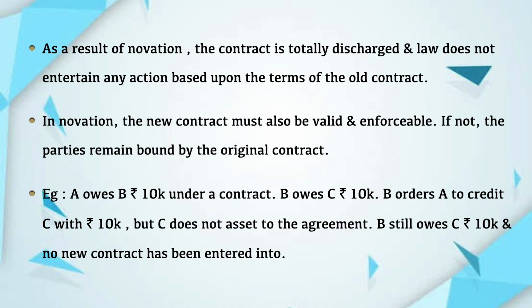So in this example, C did not agree to have an agreement with A. Therefore, B still owes C rupees 10,000 and no new contract has been entered into. So everything gets back to normal. Again, A has a contract with B to pay 10,000 and B has a contract with C to pay 10,000. Is that clear? If parties don't mutually agree to it, then novation does not come into the picture. You are bound by the original contract by law.